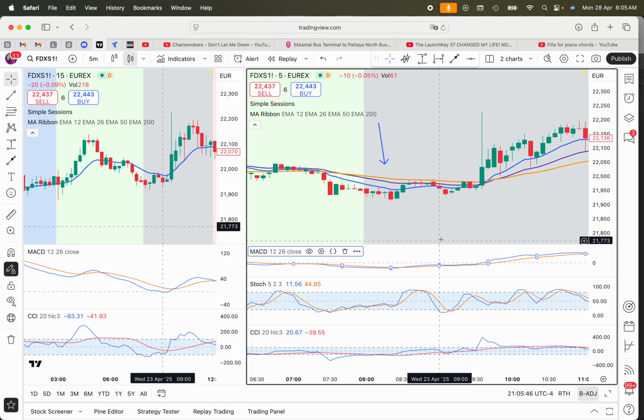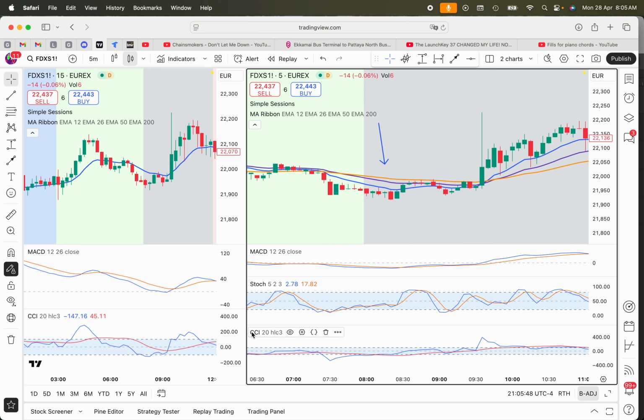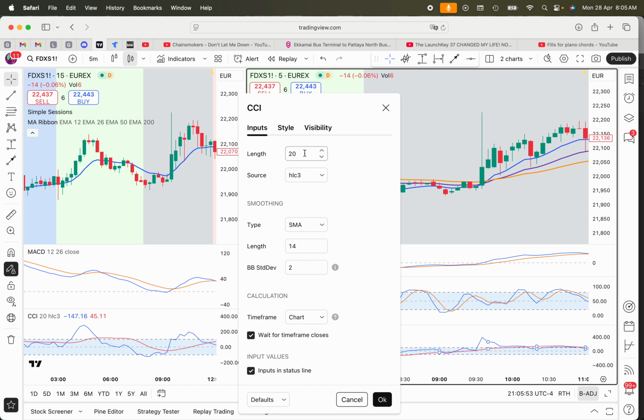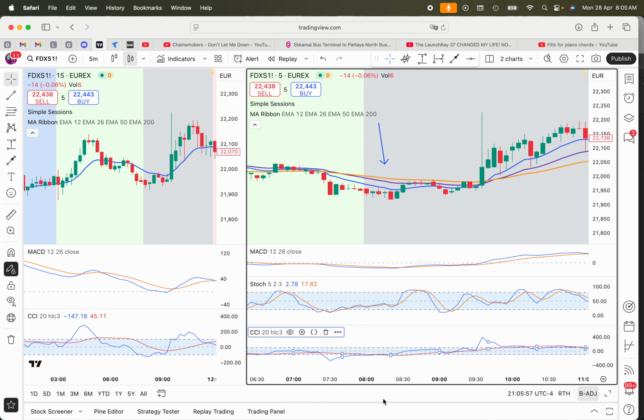Now we have the good old CCI down here below, the commodity channel index. Good old favourite. Here are my settings. I had it set at 20, and the moving average is set at 14. The moving average is the red line.